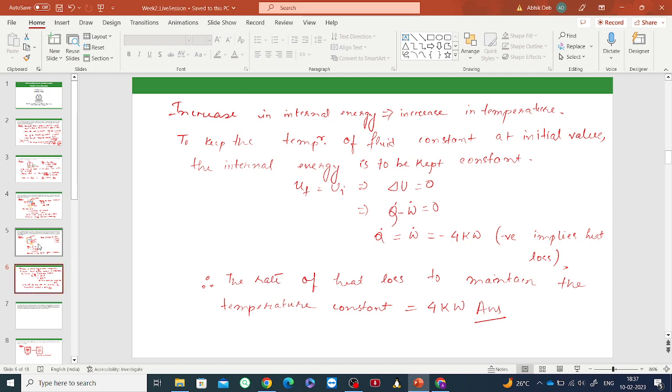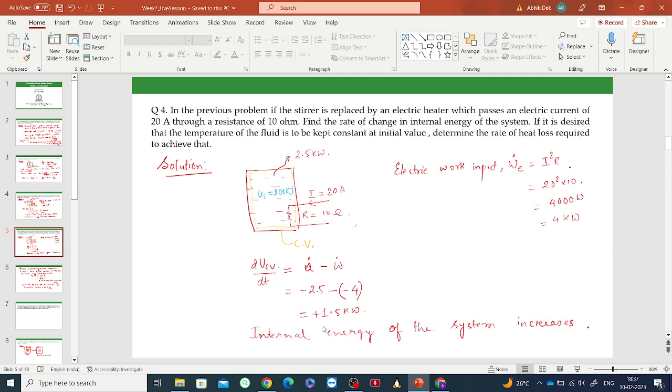So in this problem, we have found out that the rate of change in the internal energy is 1.5 kilowatt. That is, it is a positive quantity. So the internal energy of the system is increasing. But we have been asked to find out the rate of heat loss such that the temperature of the fluid will remain constant at its initial value. So what is the relationship between internal energy and the temperature of the system? As the internal energy of the system is increasing, the temperature of the system also increases.